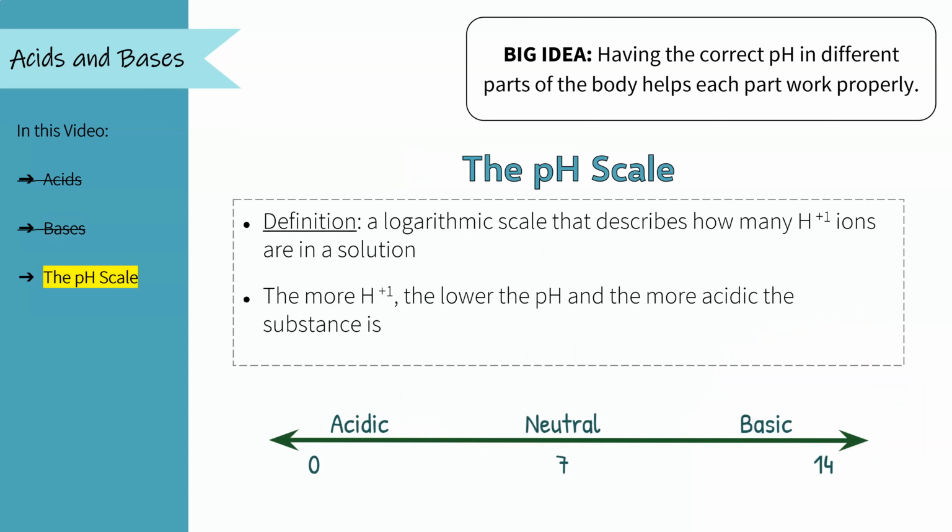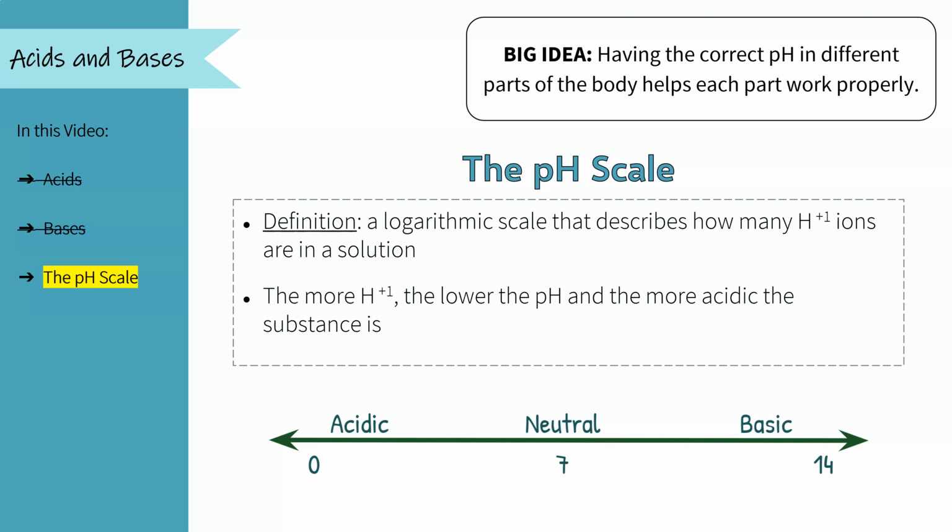Scientists classify acids and bases through the pH scale. It is a scale from 0 to 14 that describes how many H+1 ions there are in a particular substance. So acids are in the range from 0 to 6, neutral substances like water are 7, and then bases are 8 to 14. On the far ends of the scale we have strong acids and strong bases, and closer to neutral we have what we call weak acids and weak bases.